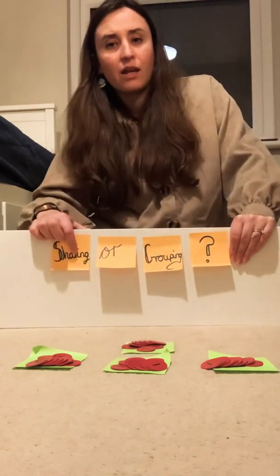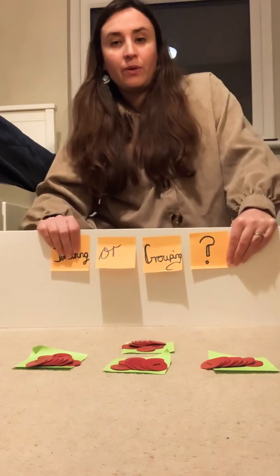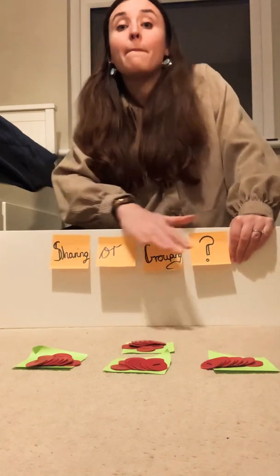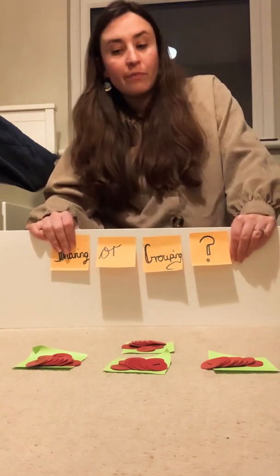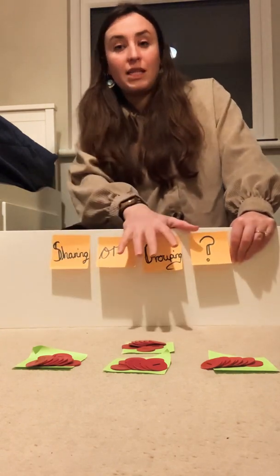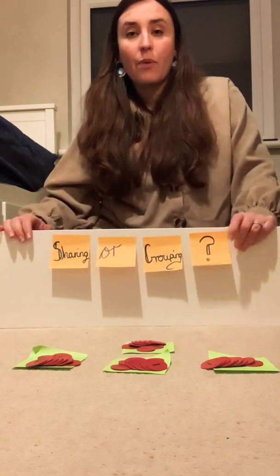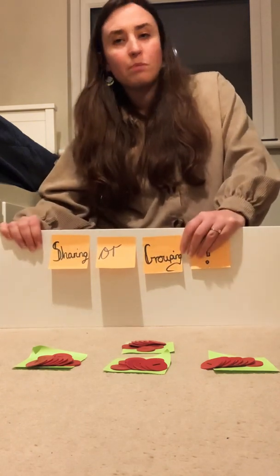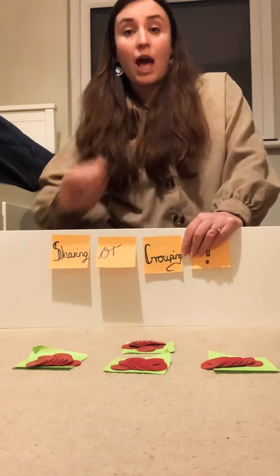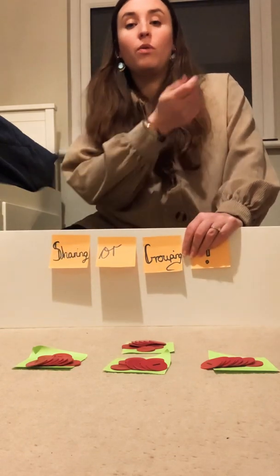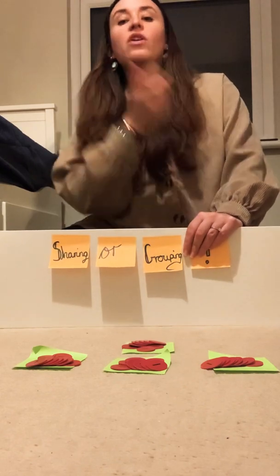When I'm sharing, I know how many groups I am making, but I do not know how many are in each. So do you remember when we had 36 counters but 4 empty squares? I knew there were 4 squares, but I didn't know how many there were in each. So I had to equally share. And remember I went 1, 1, 1, 1, 2, 2, 2, 2, 3, 3, 3, 3.